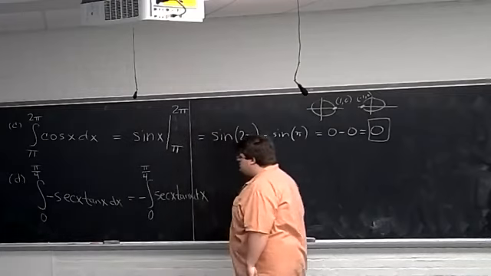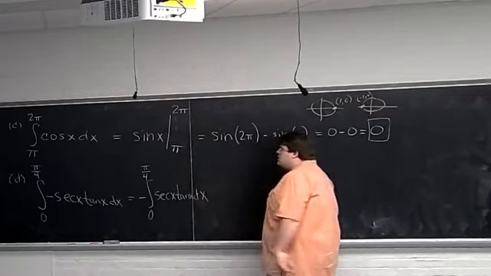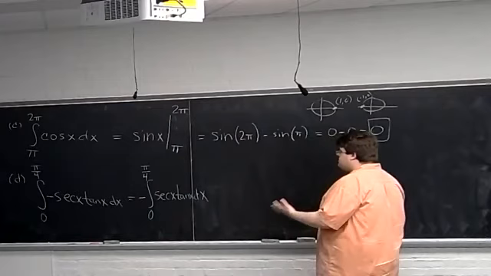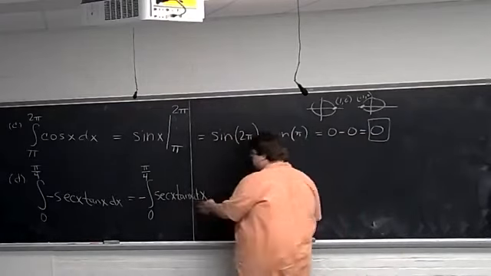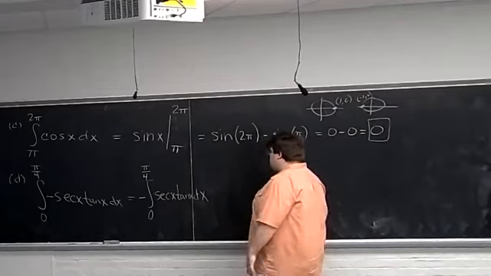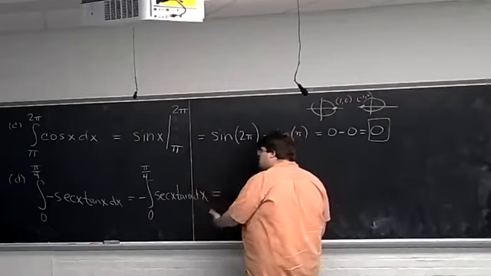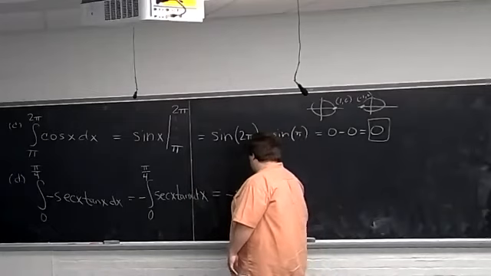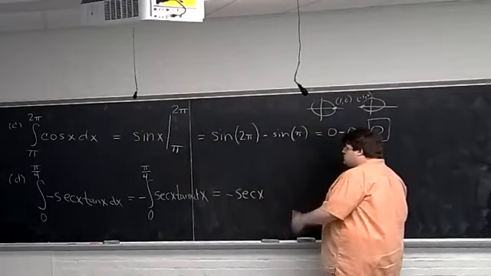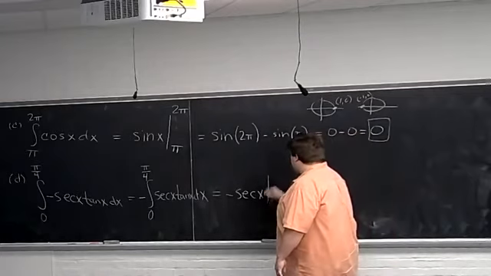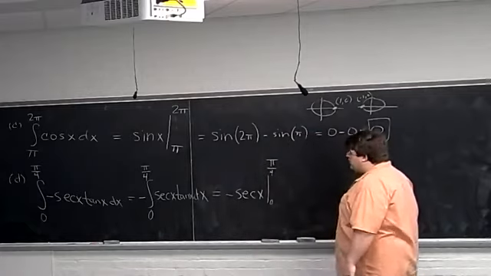But what I'm going to do is pull that negative out, because we can do that. It's just a number. You can pull that out by property 4 of definite integrals. We need now a function whose derivative is secant x tangent x. Well, the derivative of secant of x is secant x tangent x. And the negative carries through, evaluated from 0 to pi over 4.